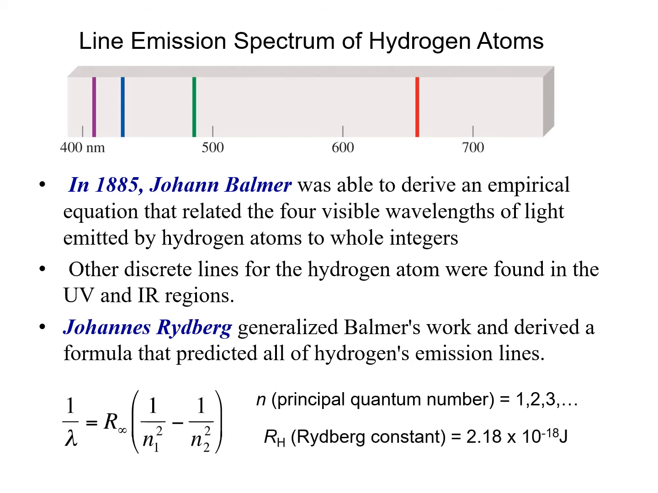The Rydberg constant itself is a very tiny number. It is 2.18 times 10 to the negative 18 joules. And Rydberg could calculate this very precisely because he had very good data, and using this formula he was in fact able, as mentioned, to explain or to calculate the discrete lines of the hydrogen atom that are generated across the electromagnetic spectrum.